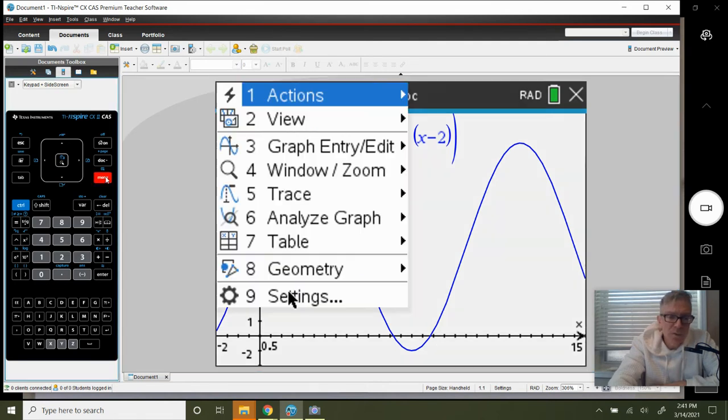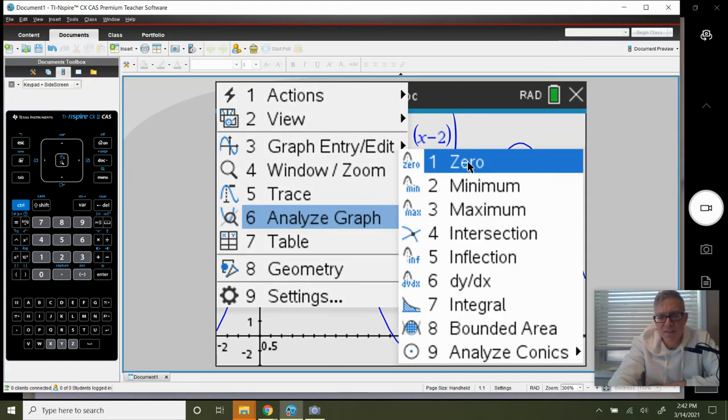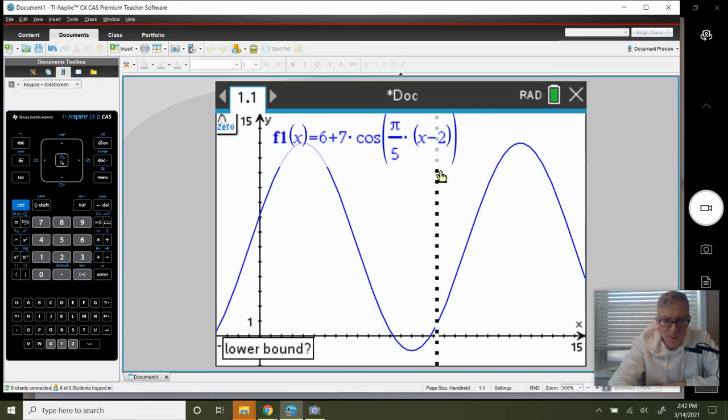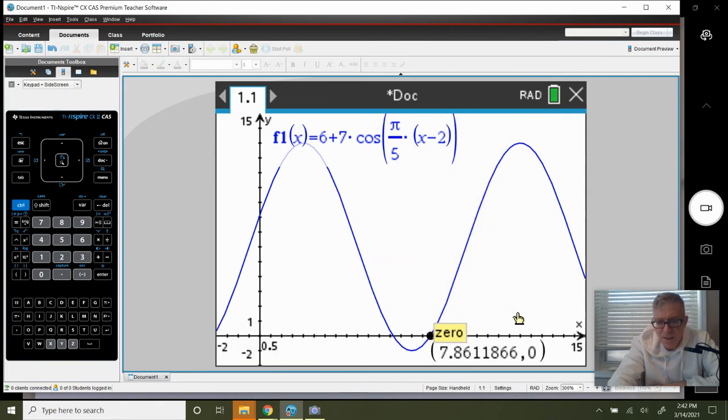So I'm going to do a menu. I'm going to do an analyze graph. There's a couple ways you could do this, but I'm just going to find the 0. Okay, notice down here it's asking me for a lower bound. So that's the point I want. I don't put it on there. I put it on somewhere less than there, something that's less than there. And then click, and now it's asking for an upper bound, and you can see right there, it gave us at 7.8611 seconds, our Y value is 0. Okay, so that is what we want at t equals 7.861. Let's just do 861.